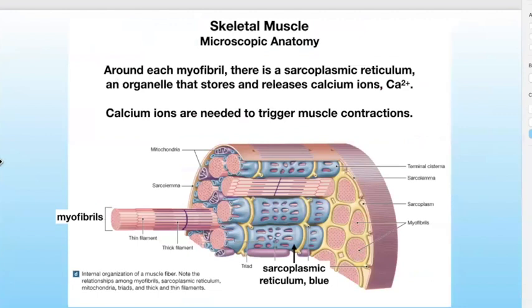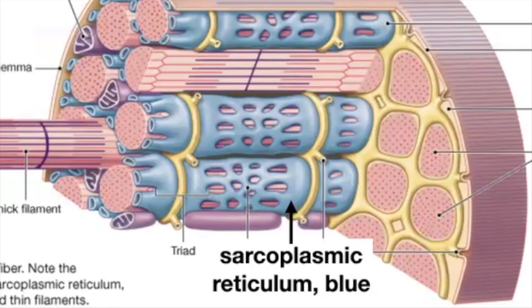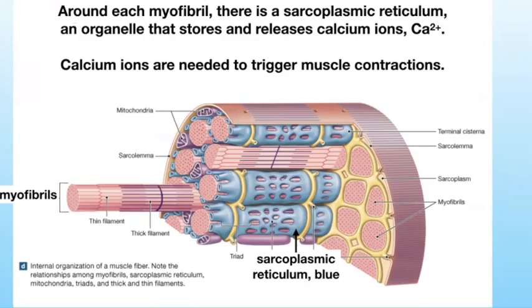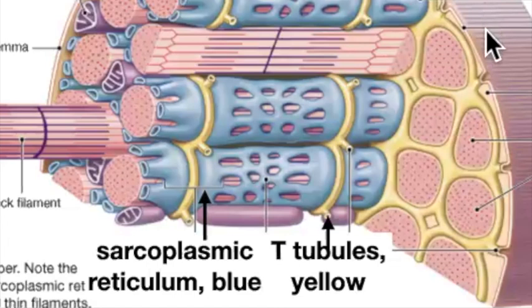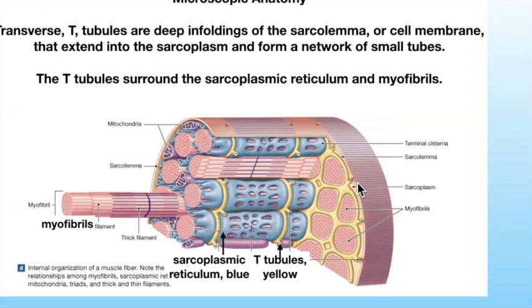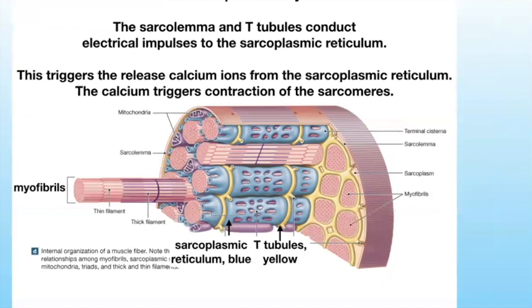Around each myofibril, there is a sarcoplasmic reticulum, which is an organelle that stores and releases calcium ions. Calcium ions are needed to trigger muscle contractions. Transverse T-tubules are deep enfoldings of the sarcolemma, or cell membrane, that extend into the cytoplasm and form a network of small tubes. The T-tubules surround the sarcoplasmic reticulum and so surround the myofibrils, because the sarcoplasmic reticulum is around the myofibrils. The sarcolemma and T-tubules conduct electric impulses to the sarcoplasmic reticulum. This triggers the release of calcium ions from the sarcoplasmic reticulum, and the calcium triggers contraction of the sarcomere.